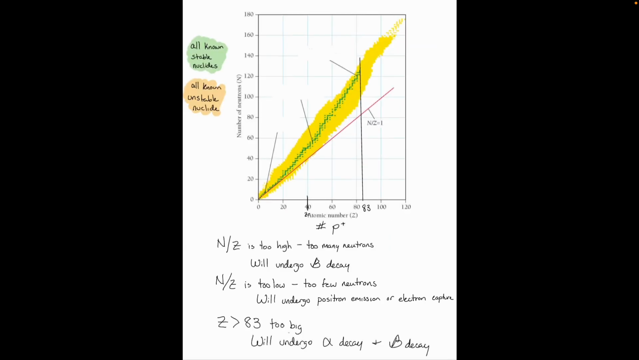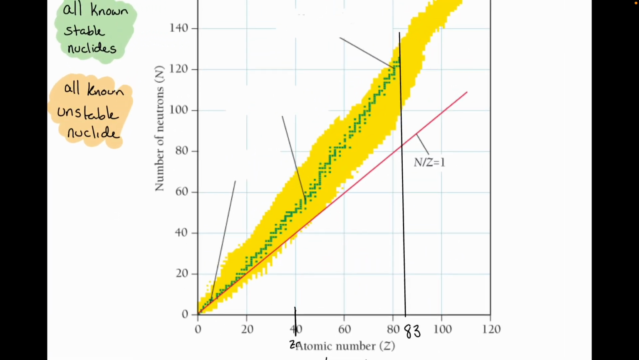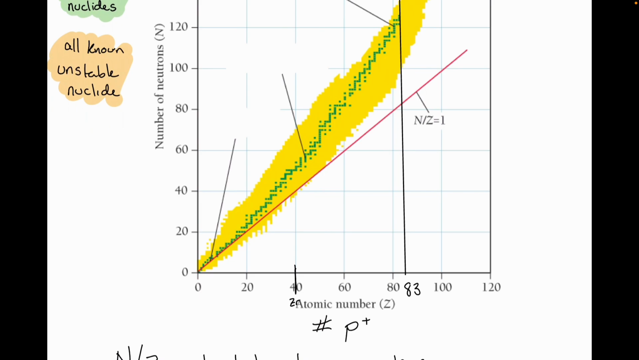Well, so N is the number of neutrons, and Z is the number of protons.